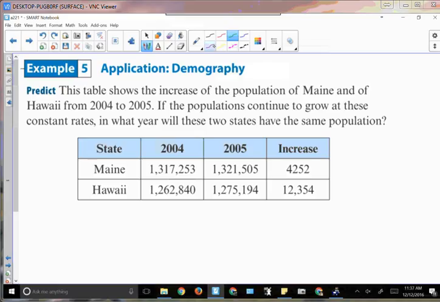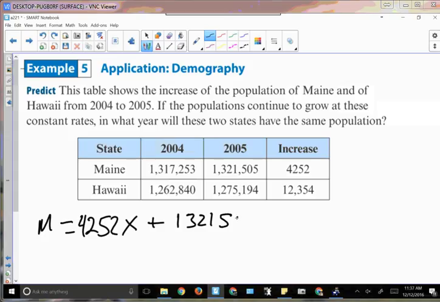So if I want to, I can write out an equation that looks like this. Maine is going to be equal to 4252, and I'm going to put in my x here. Why? Because that's how many years it's growing by, the years, correct? Plus, how many did it start off with? Well, it doesn't matter which one of these numbers I use. I'm just going to use the 2005. Plus 1,321,505. Because if I add another 4,252, I end up getting 2006.